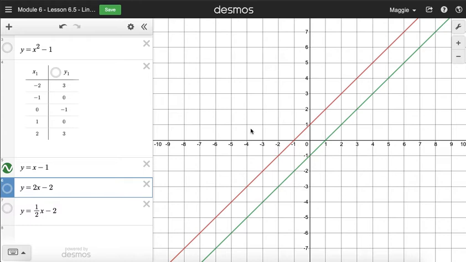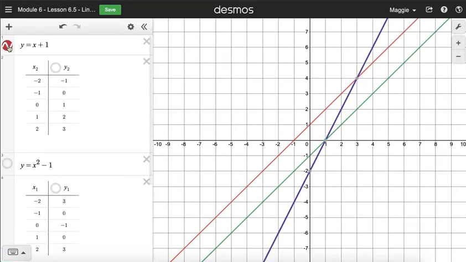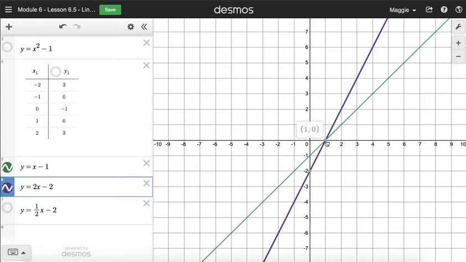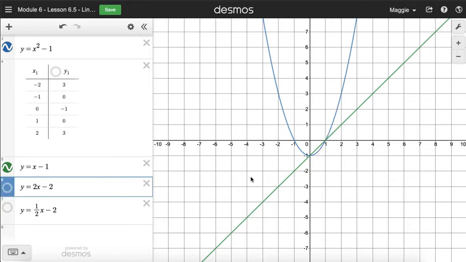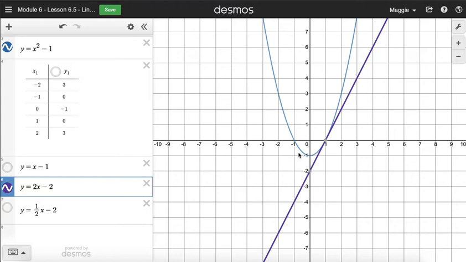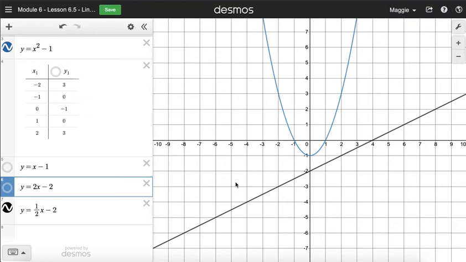However, when it comes to two lines intersecting, there is only going to be one real possibility for their intersection point. When it comes to a parabola and a line, we could have two intersection points, one intersection point where it just skims the side of the parabola, or no intersection points.